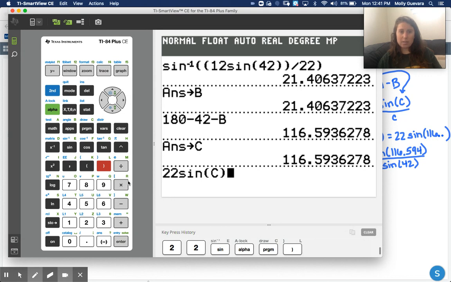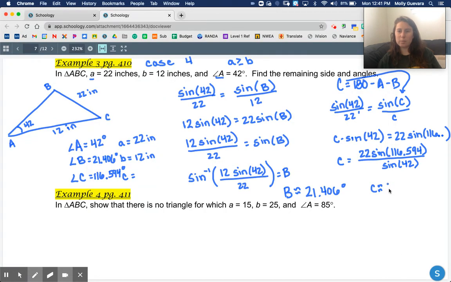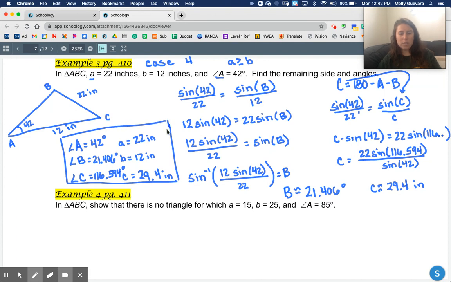And then divided by sine 42. And I get 29.4. So c is about 29.4 inches. So there is a benefit there in storing your values in your calculator, because then when you're actually using those values to calculate things, you're not having to use a rounded number, you're using the exact number.